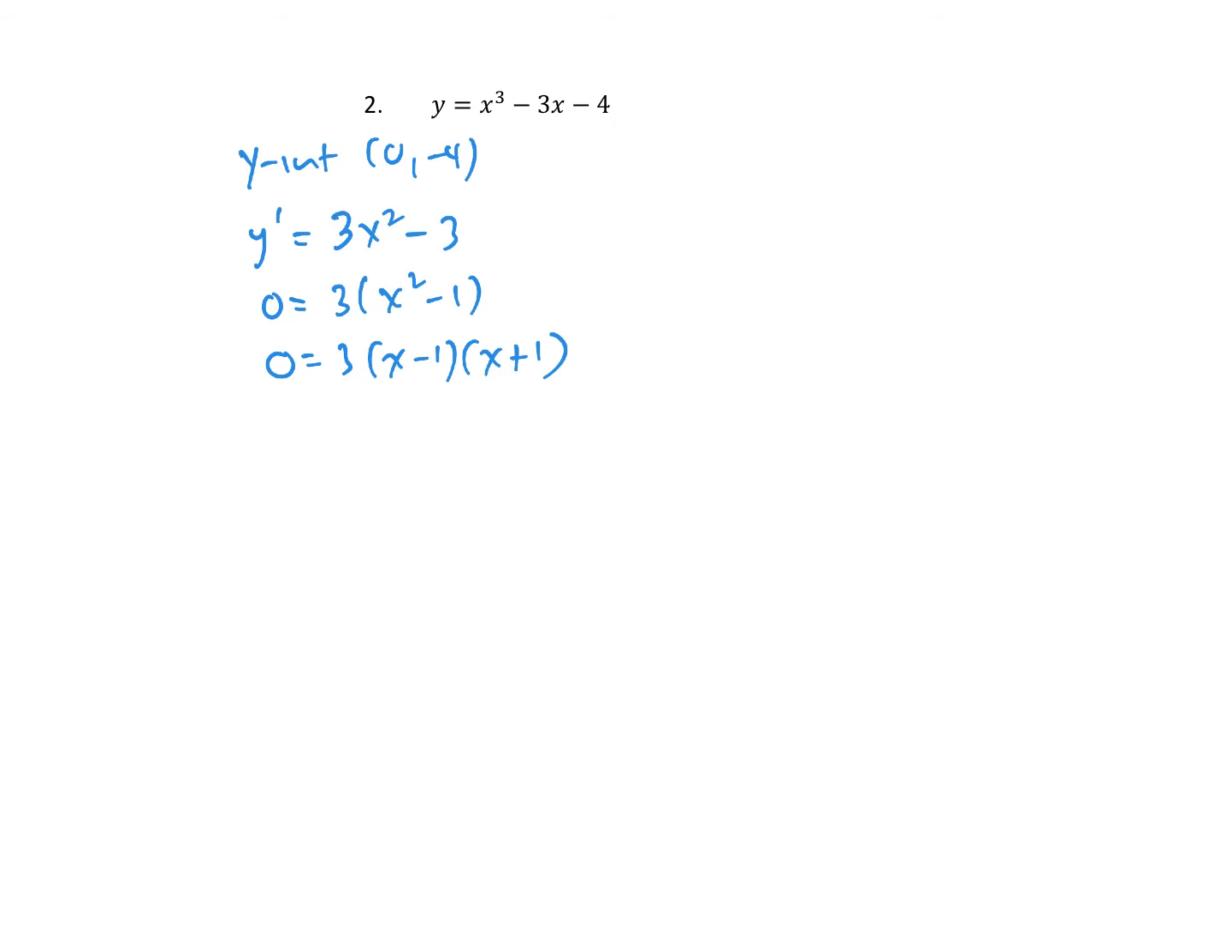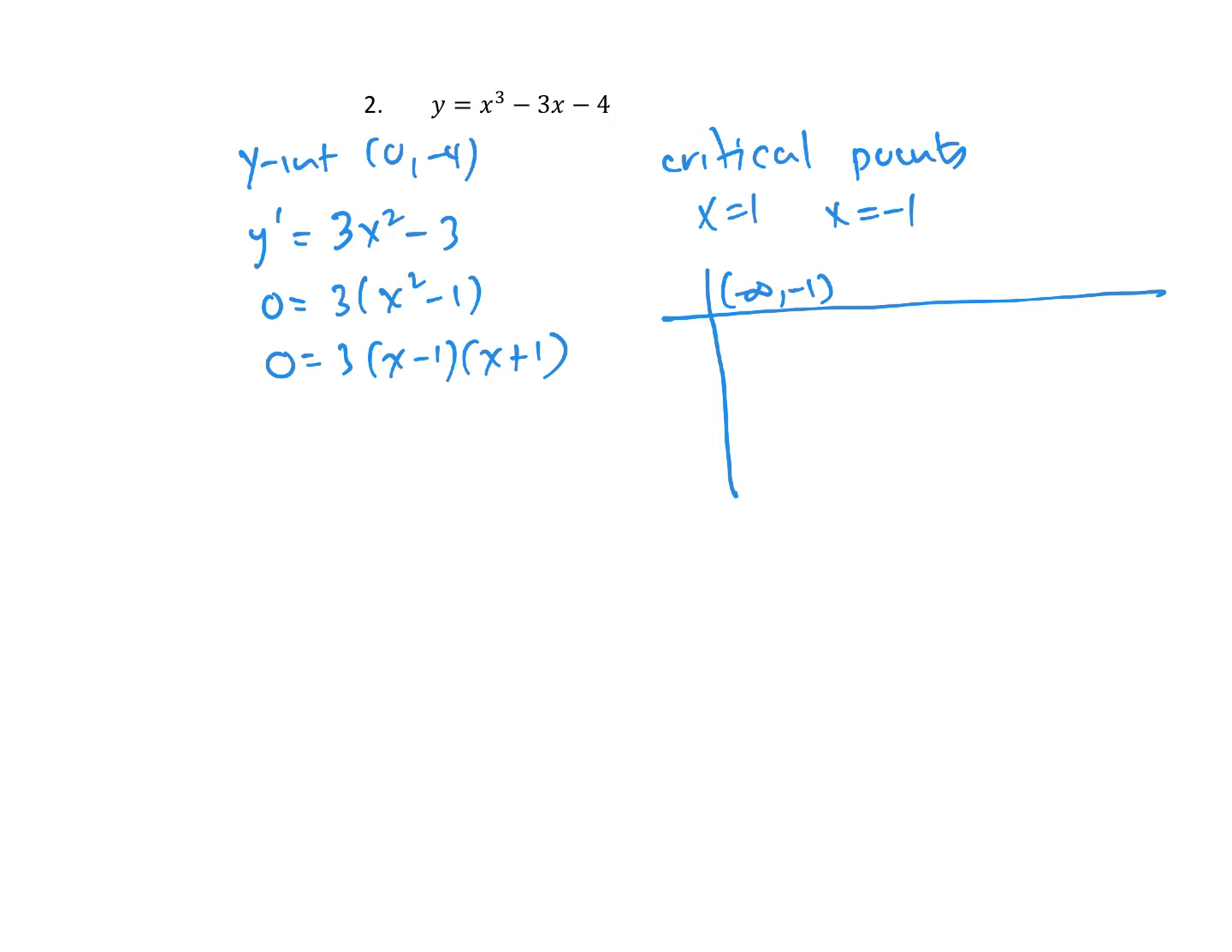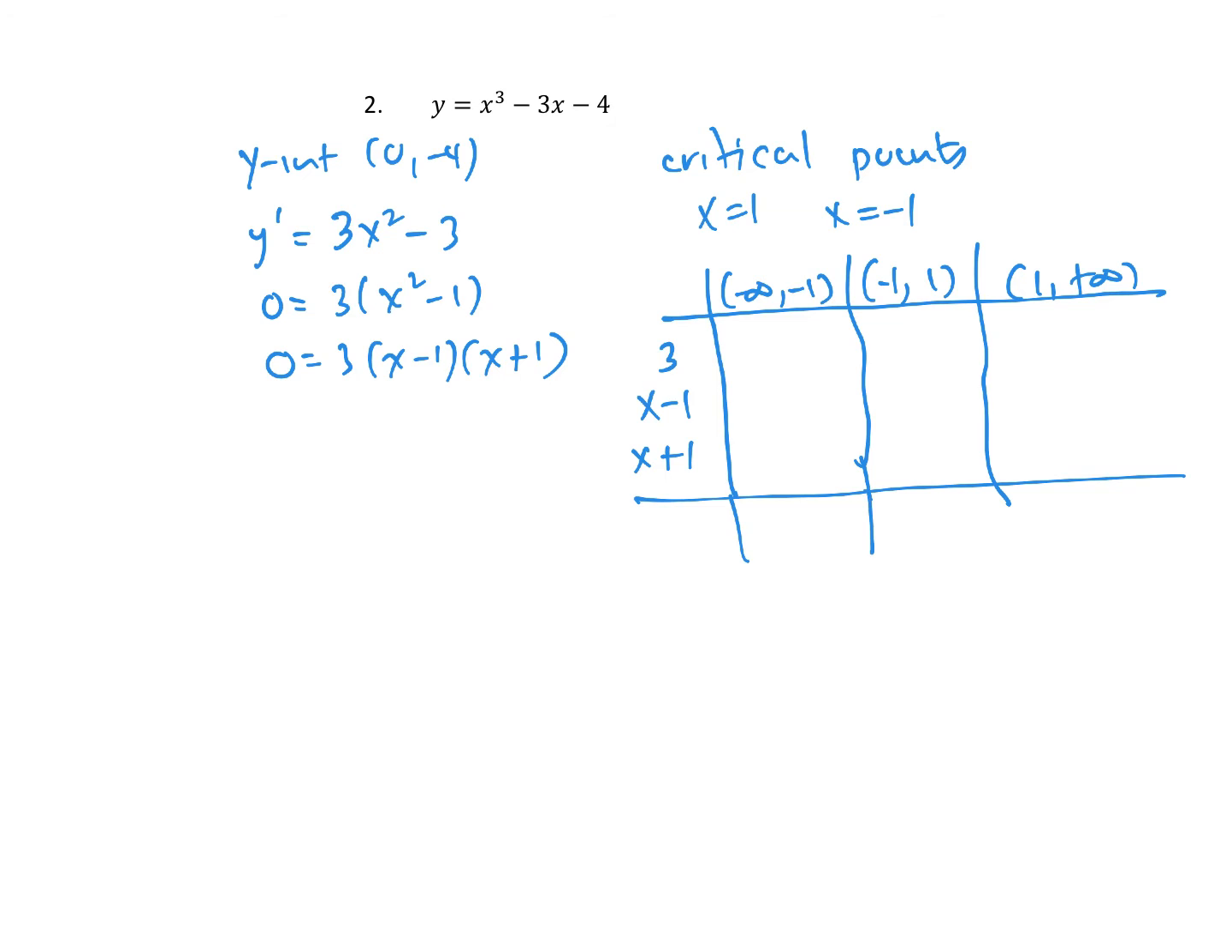So we have possible max and mins, critical points at x equals 1 and x equals negative 1. So we'll make our interval table and look at those intervals. Put our factors down the side. You don't need to include the 3, but it's a good habit to get into because sometimes that constant is negative and it will change the direction of the graph. 3 is always positive, so let's put that in there.